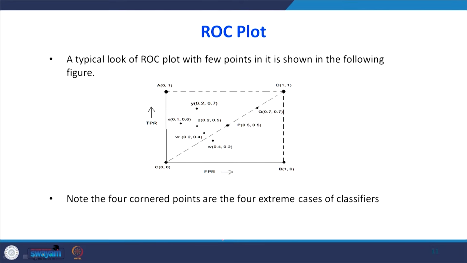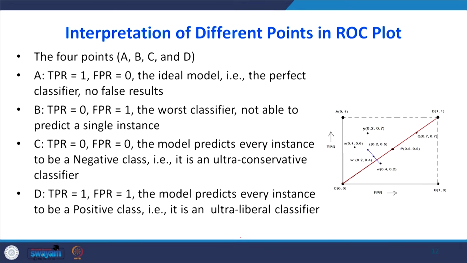Now, we will explain the ROC plot's corners. A typical ROC plot with a few points in it is shown in the following figure. There are 4 points there, A, B, C, D. Note that the 4 cornered points are 4 extreme cases of classifier. There are different points which are above the diagonal, some points are below the diagonal. We will take each and every point. I will explain the significance of these points and how to interpret them.